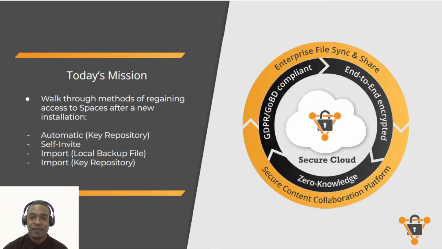So, our mission for today. Today, we would like to walk through methods of regaining access to spaces after a new installation. And we will talk about four ways that we can go about doing so. One is an automatic method known on our end as the key repository. Second method would be the self invite, inviting yourself. The third method would be to import local space keys. And the fourth method would be to import those same space keys, however, from the key repository.